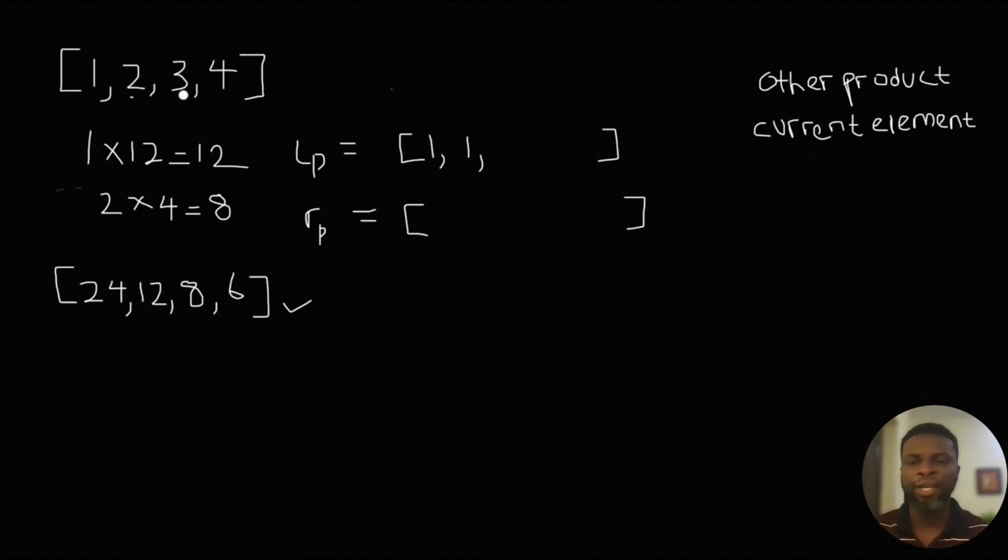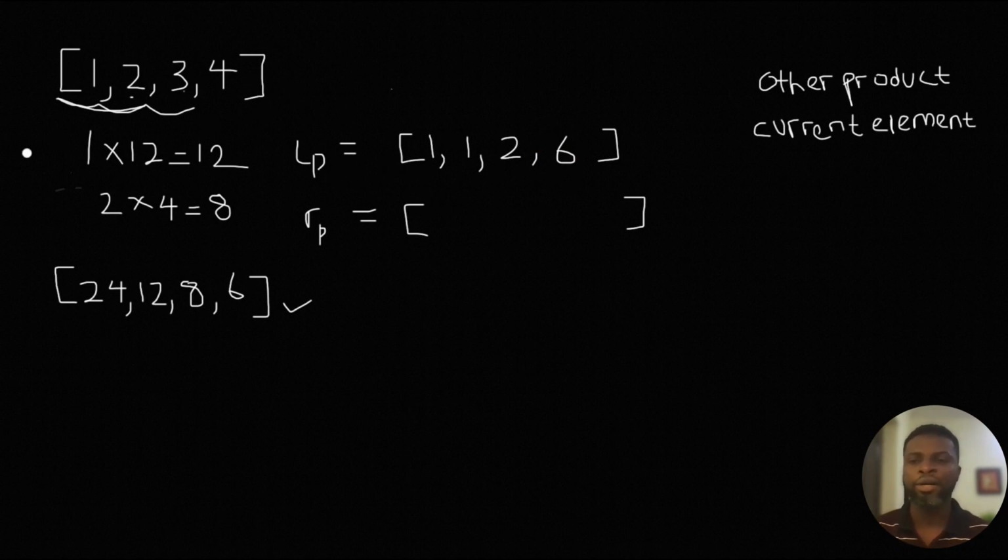Now I'll be moving to the next element, which is 3. The left product of 3 is the left product of 2 times 2. So that is 1 times 2, which gives 2. Now the final element, which is 4. The left product of 4 is the left product of 3 times 3. Now the left product of 3 is 2. Then times 3 gives 6. So I'm done calculating the left product for each element in the array.